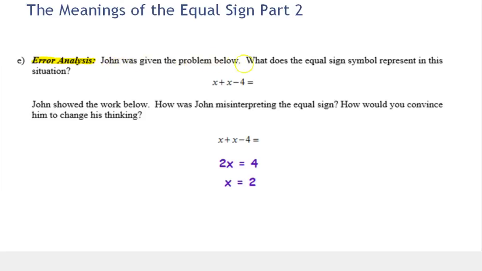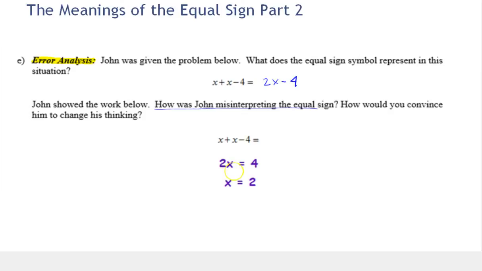So John was given the problem below. What does the equal sign symbol represent in this situation? So looking at this, it's likely, even though there's not directions, it's likely this is saying to simplify or perform the operations. So we would say there's 2 copies of x, which is 2x, minus 4. So I made an equivalent expression that's also the most simple expression. Okay. Now it says, John showed the work below. How was John misinterpreting the equal sign? How would you convince him to change his thinking?